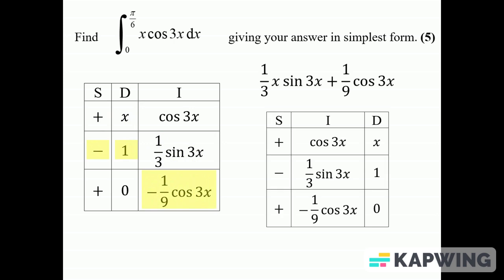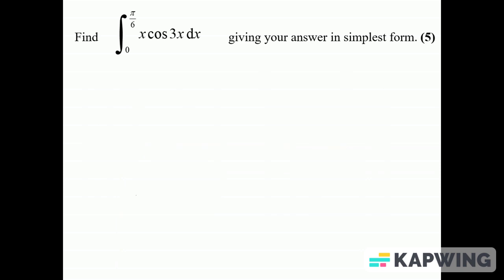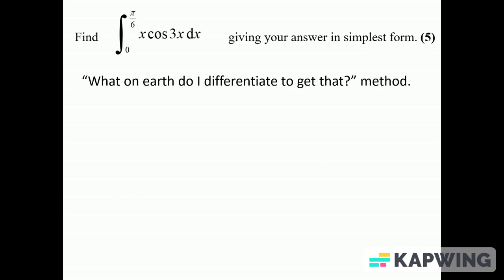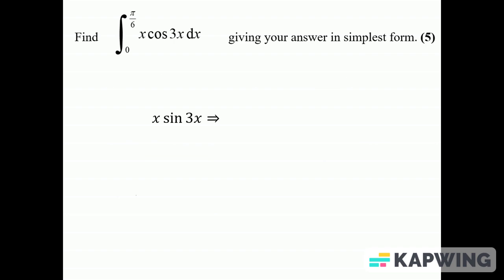A student of mine prefers the SID method because it makes a nice, pretty symmetrical pattern when it picks out the terms. Probably because you can't remember to go down a row at the end. And here's the "what on earth would differentiate to get that" method.